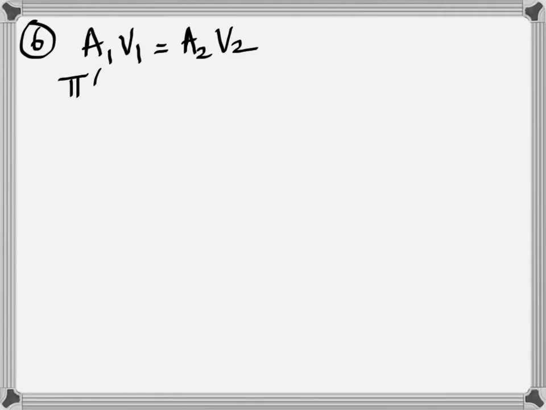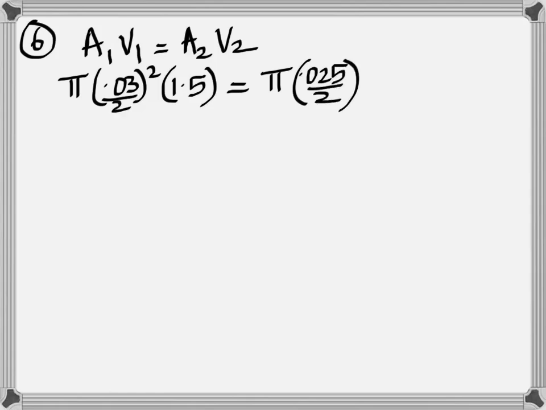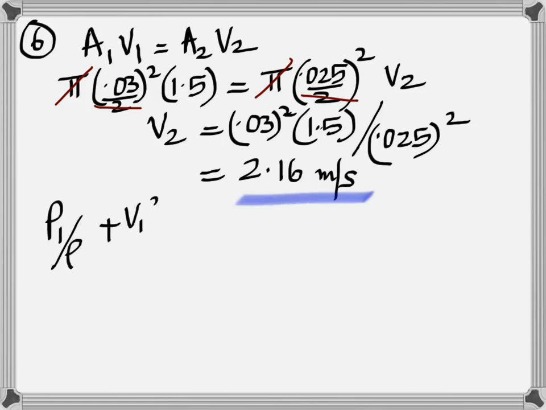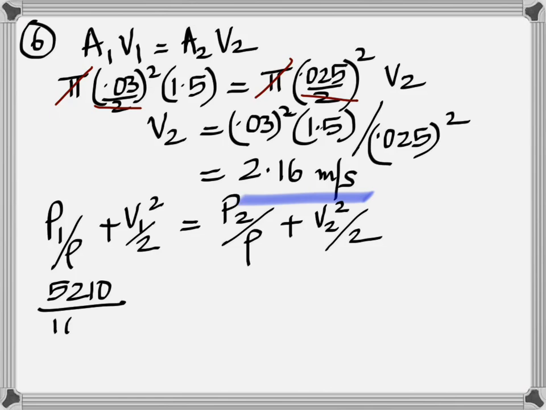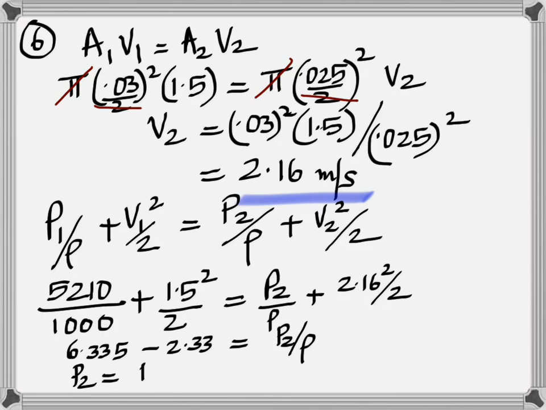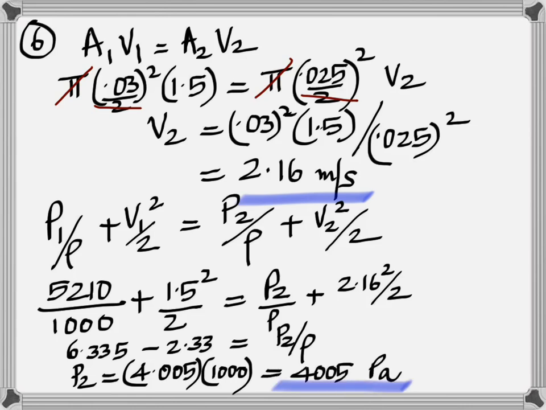First, you have to use the equation of continuity to find the velocity. And you get the velocity, and then you can use Bernoulli's principle. It's a horizontal pipe, so you do not need the potential energy term. That's P2 by density, so P2 is that multiplied by density, 4005 pascals.